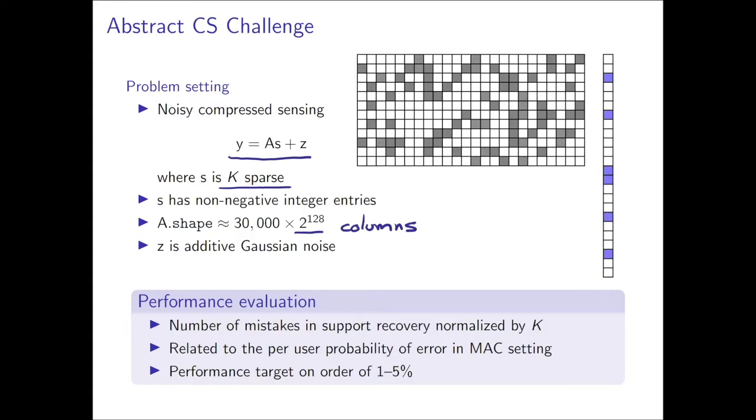The performance evaluation we're interested in is the number of mistakes in the support recovery task normalized by the number of non-zero entries, k. This criterion is related to the per-user probability of error, which was defined in the unsourced MAC problem. And the performance target is on the order of 1 to 5%. An important point in viewing this problem as a compressed sensing problem is to realize that we have complete control over the sensing matrix A, and we can also embed some structure in our vector S.